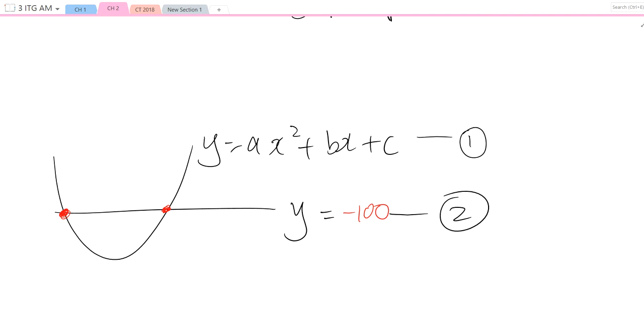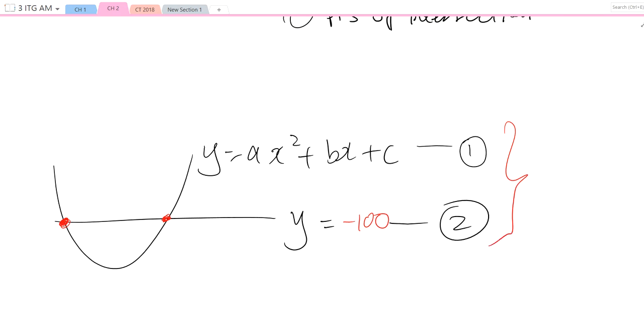Look at the 2 graphs. I've got y equals to ax squared plus bx plus c. That's equation number 1. That's the parabola. I've got a horizontal line of y equals to negative 100. How many points of intersection are there? 2. How many solutions are there? 2. Okay. As long as I've got 2 points of intersection, they are going to be my 2 solutions if I were to solve them. Okay so far? If I solve equation number 1 and equation number 2.